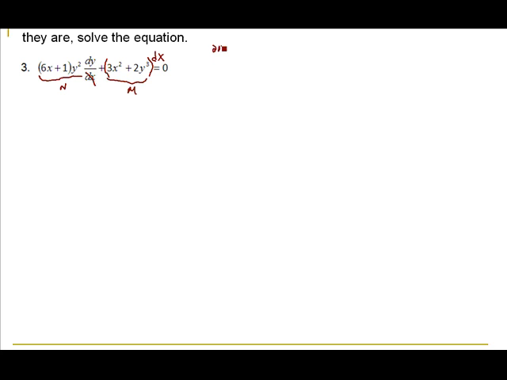When I do the partial derivative of M with respect to y, this x term drops out, and here I get 6y². And the partial derivative of N with respect to x gives me a 6y². So my partial derivatives are equal. It says that this is exact.